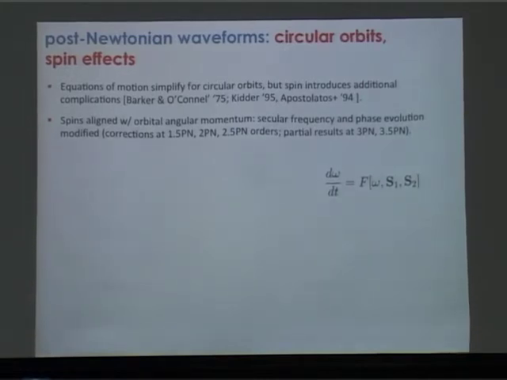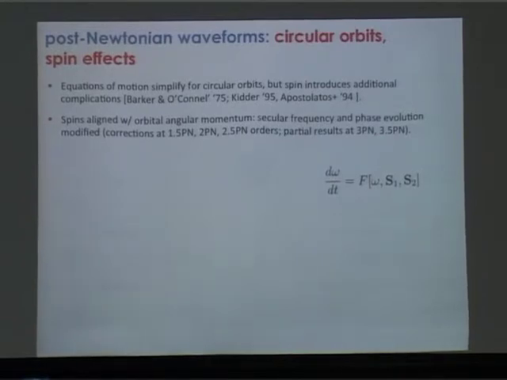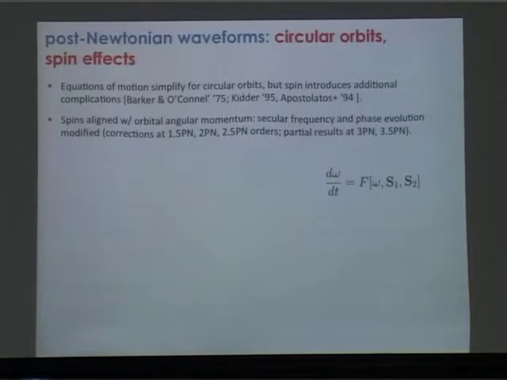Okay, so that's again circular non-spinning orbits. So what happens when you have spin effects? If you still restrict to circular orbits, the equations of motion still become somewhat simple. They're more complicated than for purely non-spinning circular orbits, but they still take a regular, reasonably simple form. But there are various complications that I'll now discuss.